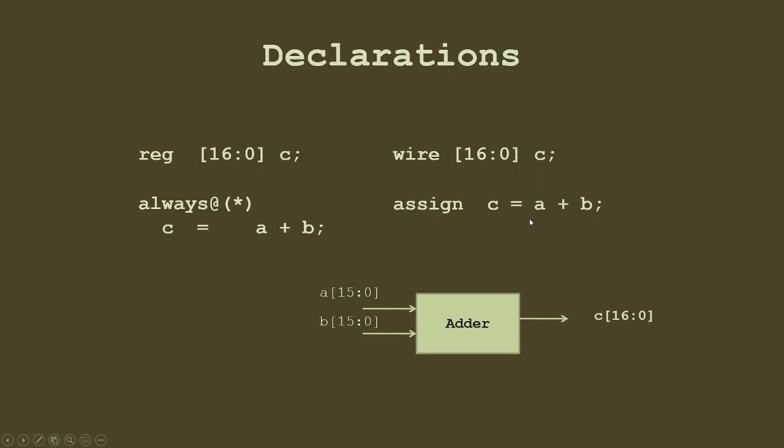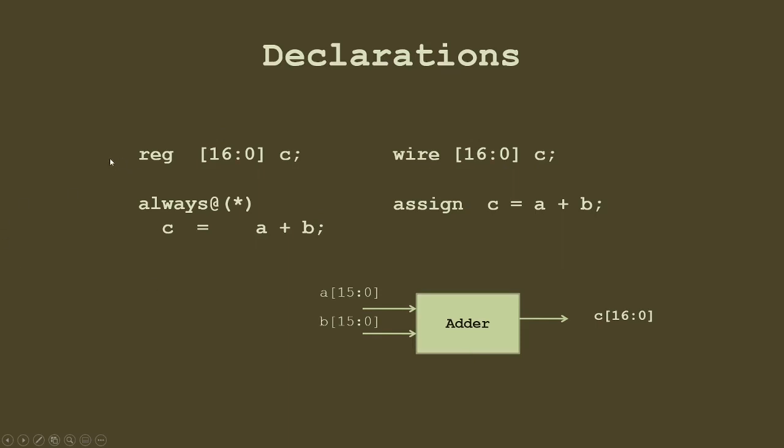But in assign, we can only have one statement. In always @(*), we can write begin and we can have multiple statements. So in assign, we only have one statement. And in that case, if I use assign to assign some value to C, then this C needs to be declared as wire. Practically, this code and this code mean exactly the same thing.